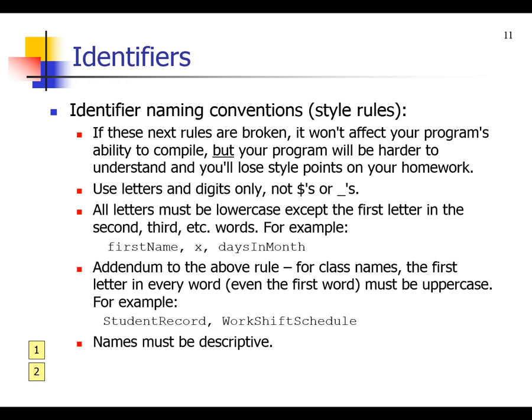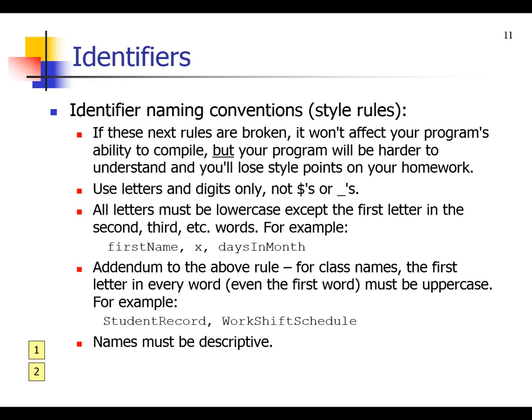Identifier naming conventions. Just because they're broken doesn't necessarily mean the program won't compile, but it may not run. Use letters and digits. All letters must be lowercase except for the first letter of the second and third words. If you're running multiple words together, make the start of the next word uppercase so it's easier to identify.